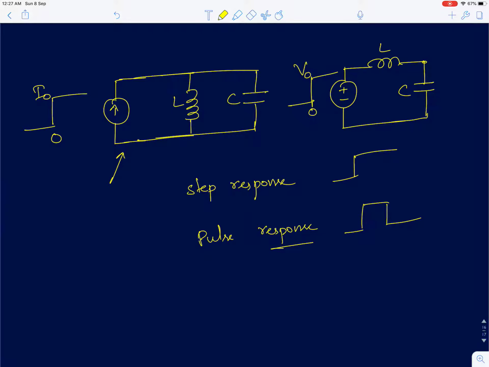pulse of current and see what will be the voltage developed across the tank, the LC circuit. And similarly, we'll also be feeding a pulse voltage for a series LC circuit and try to monitor the current which is actually flowing in the circuit. And also we'll see the voltages across both the capacitor and inductor in a series LC circuit. We'll also see the current flowing through both the inductor and capacitor in a parallel LC circuit.